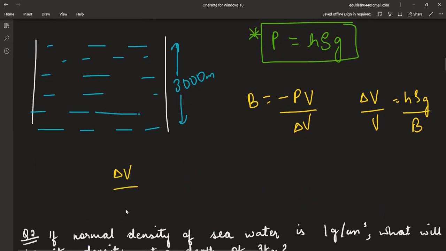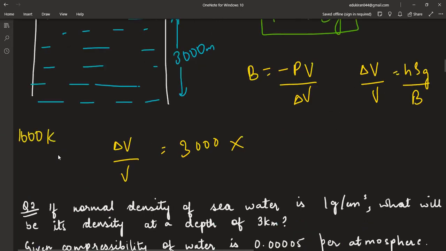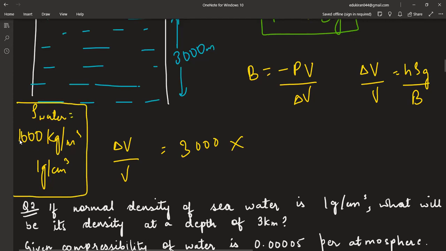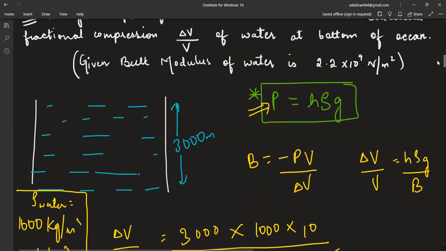From here, we can find out the value. What is height? Height is given as 3000. Density of water, always remember, is 1000 kg per meter cube, and 1 gram per centimeter cube. This is the SI unit, this is the CGS unit. So density is 1000, g is 10, and B is 2.2 into 10 to the power 9. Calculate it and check what value is coming. This was just something new which you had to remember. Pressure. Write it down.